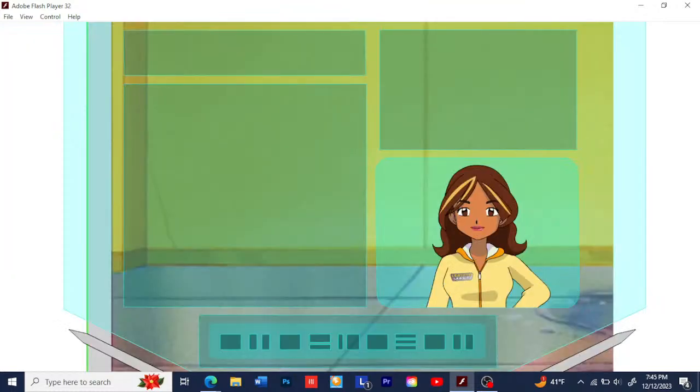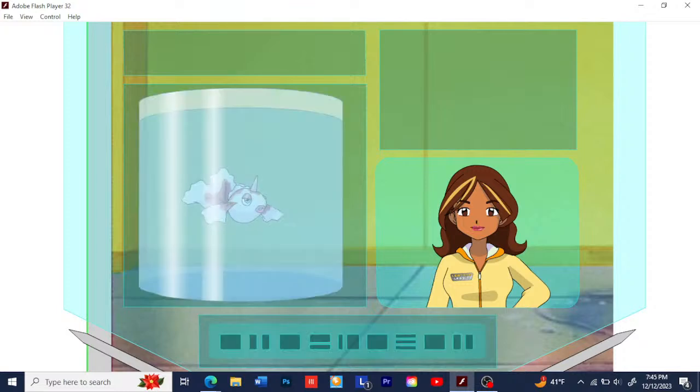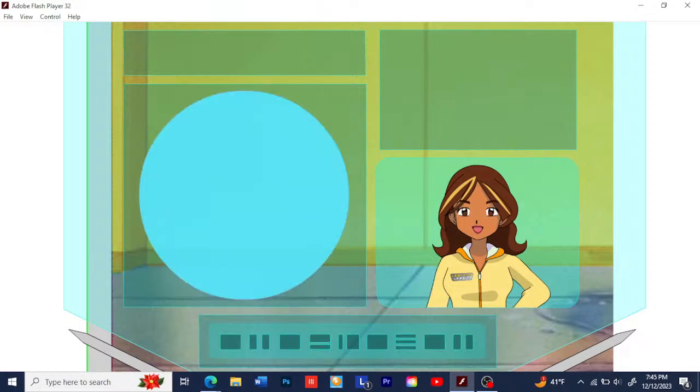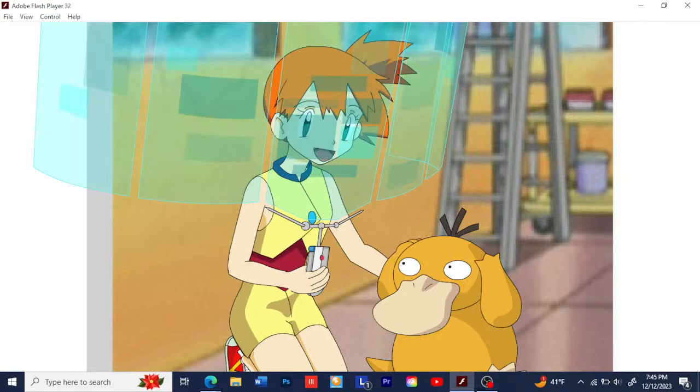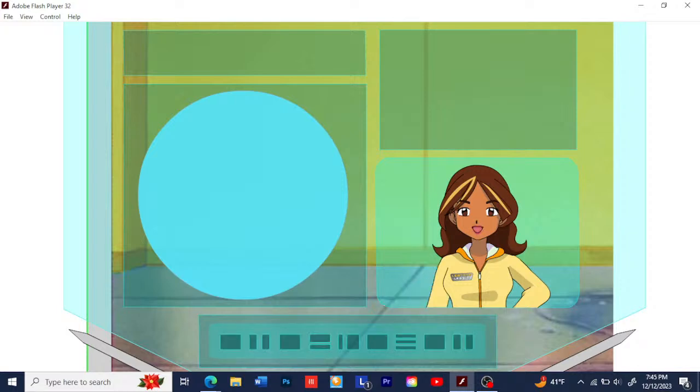I can help you with that. So first, tell me about the tank. I'll show you. It's a tank with a round top that is 2 meters across. Okay, so if it's 2 meters across, we say its diameter is 2 meters. Huh? Psyduck. Yep. The diameter of a circle is the length of a straight line from one point on the edge of the circle through the center of the circle to another point on the edge. Okay, so the diameter of the top of this tank is 2 meters? That's right. To find the area of the circle, though, we need to find the radius.